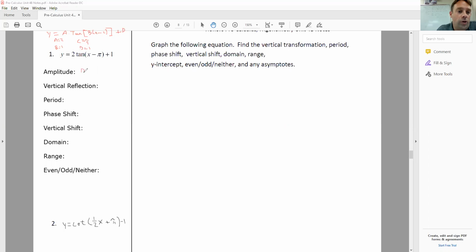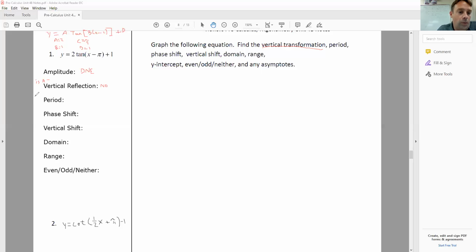Amplitude, well, like we all know, friends, there is no amplitude for tangent. Vertical reflection, and again, that question is, is there a negative? And you would say, no, it is not. Now, if I ask for the vertical transformation like it said up here in the directions, that would just be vertically stretched by a factor of that a. And that's all that's saying.